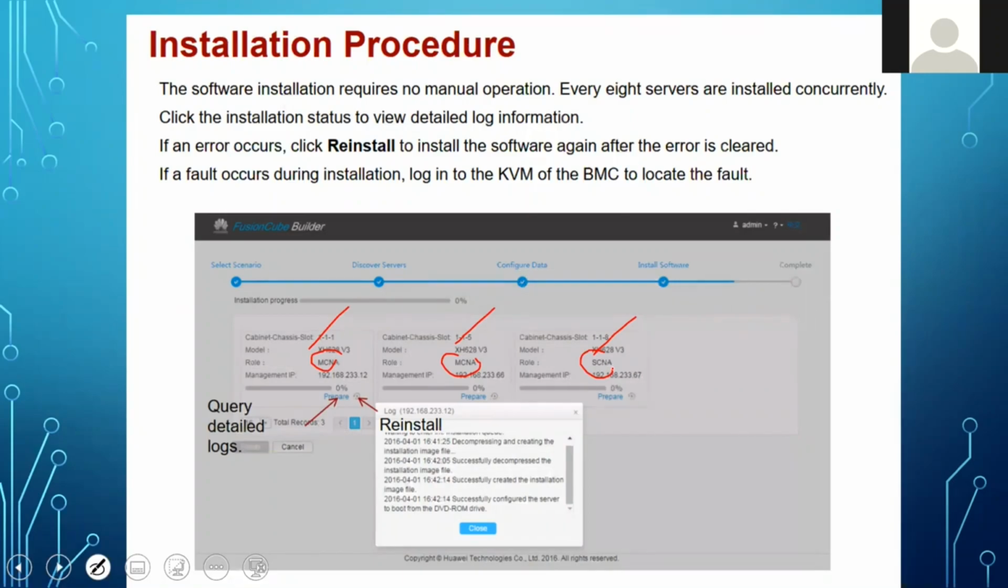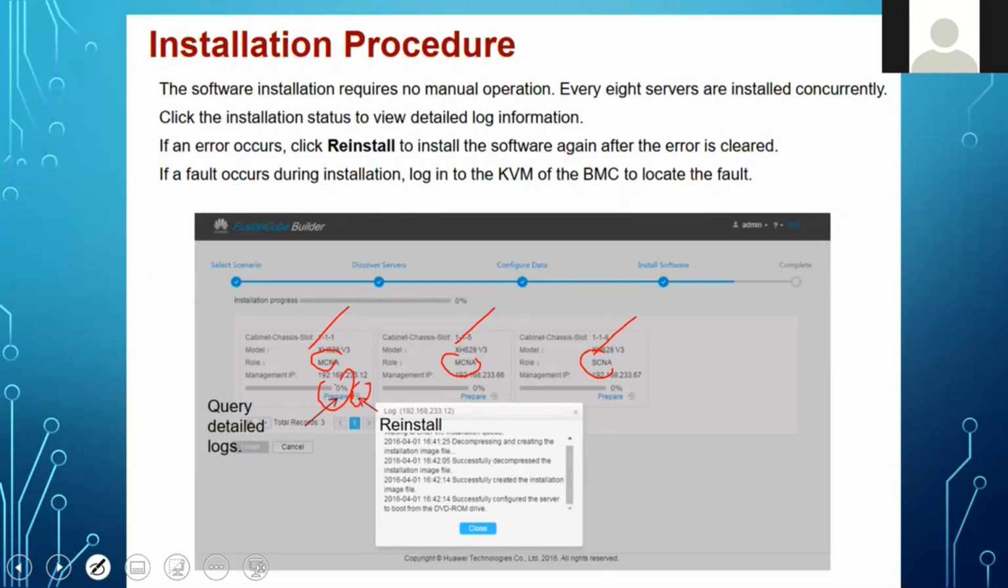You can check the status by clicking this. When you click here, it will show you what is going on right now. So if it failed, you can reinstall it from here as well. There is a button. If it is failed, you can reinstall. You have to fix the issue and then click on reinstall. It will start reinstallation again.